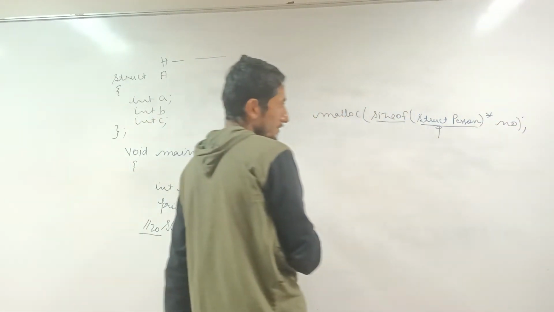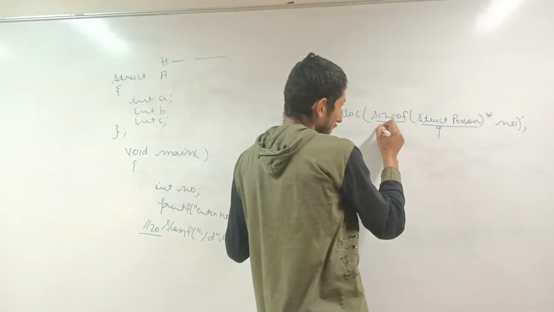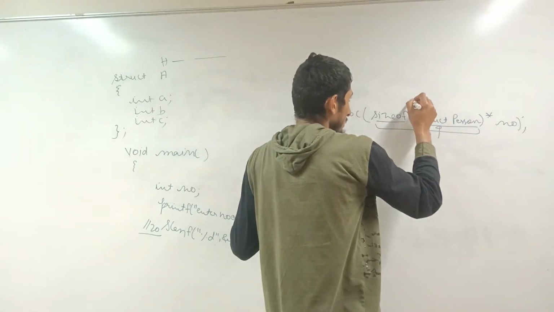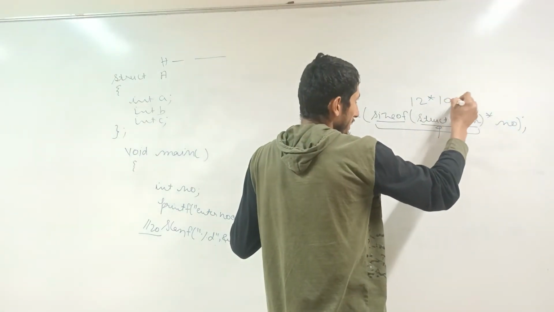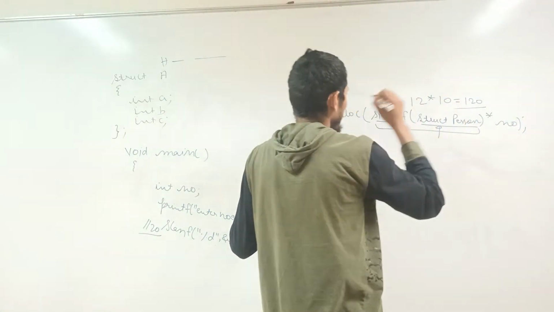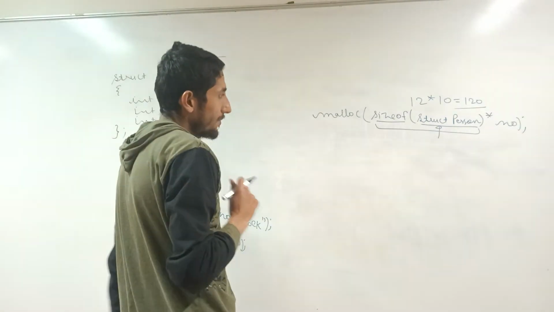So what is the meaning of this one is, let's say the sizeof operator gives you 12 bytes, and how many blocks usually required? So it will give you 120 bytes. Are you following this one? Let me explain again.